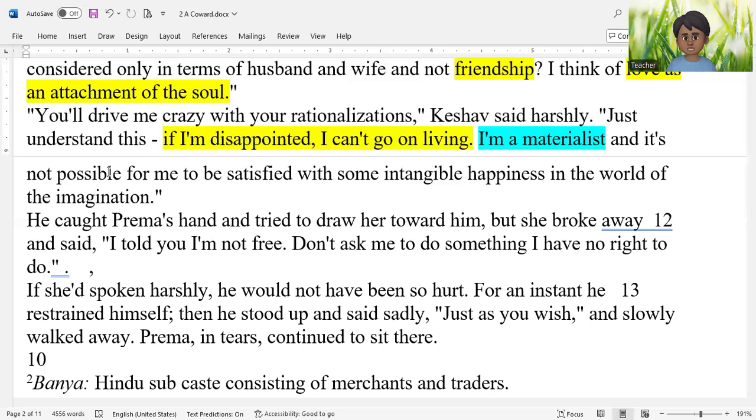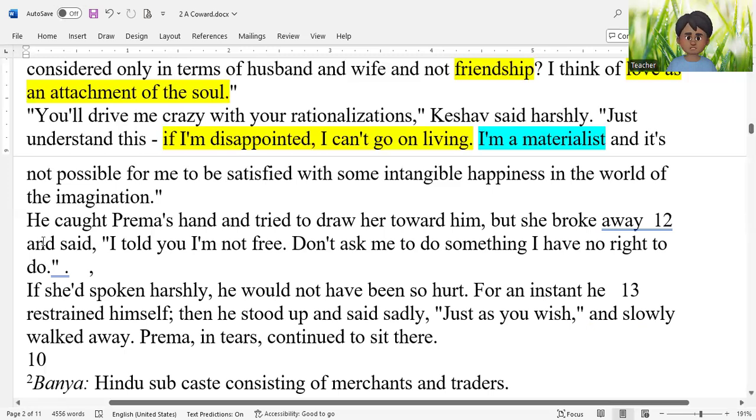Something intangible means you cannot catch it. You cannot see from the senses. Intangible means you cannot see, you cannot hear, you cannot smell, you cannot touch. That is intangible soul. Now Keshav says, no, I don't believe in that kind of idea. I move ahead.